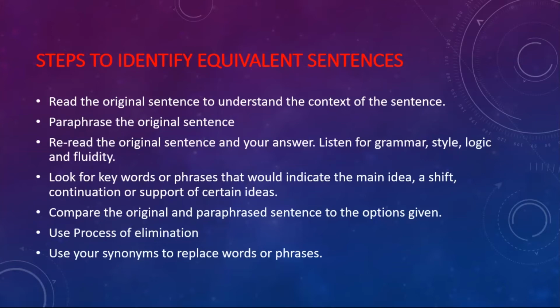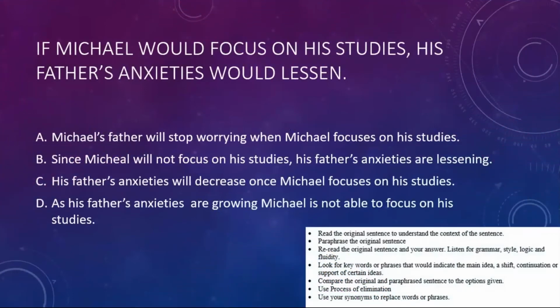Let us now look at an example of some equivalent sentences and how we apply these steps in identifying the equivalent of the original. The first sentence reads, if Michael would focus on his studies, his father's anxiety would lessen. The steps are highlighted at the bottom of the page in that white box. So we are going to be using these steps that were mentioned earlier to identify the equivalent of the original sentence. The original sentence reads, if Michael would focus on his studies, his father's anxiety would lessen.